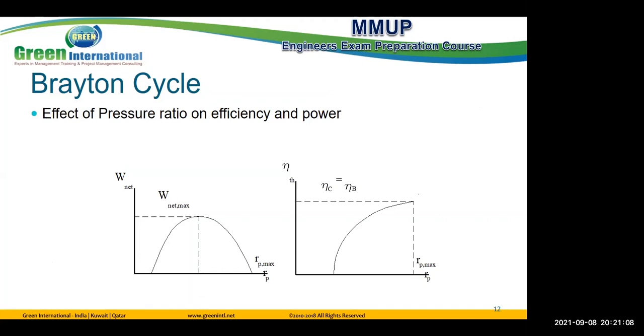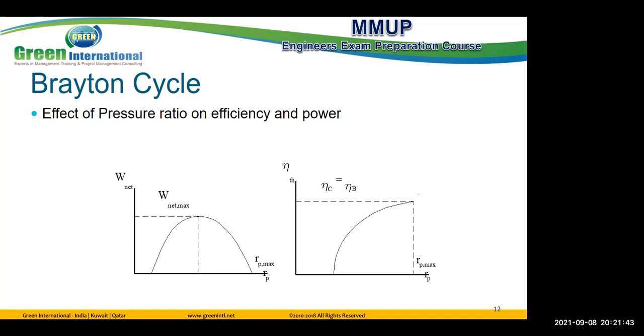Here, the effect of pressure ratio on efficiency and power. Pressure ratio is RP, which means P2 divided by P1. So what is the effect of the pressure ratio? If you increase the pressure ratio to a certain limit, you will obtain the maximum net work. You can continue to increase the pressure ratio, but in this case the work is going to decrease again. So the work increases, reaches a maximum, and then decreases.